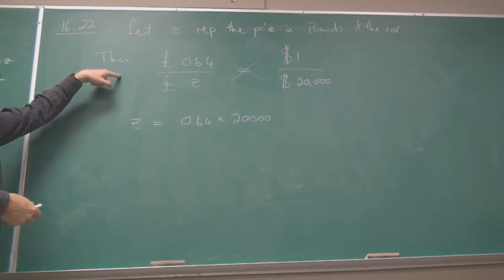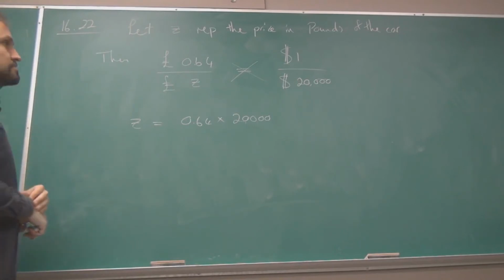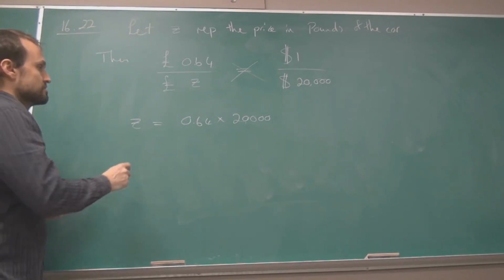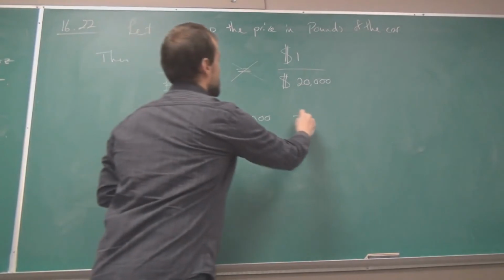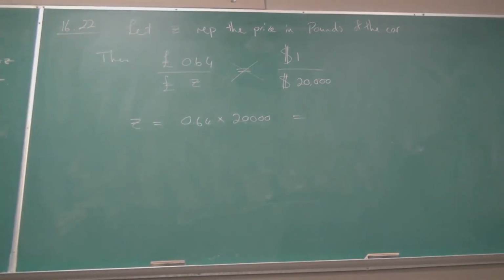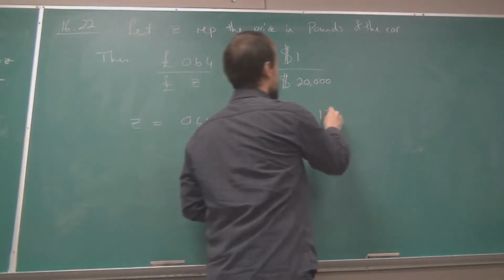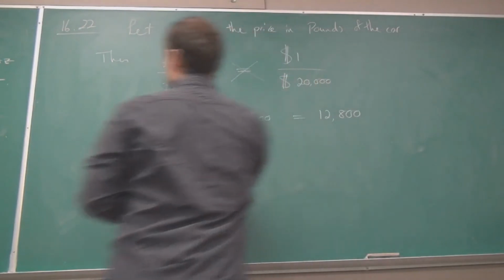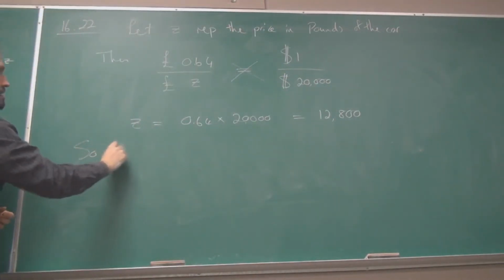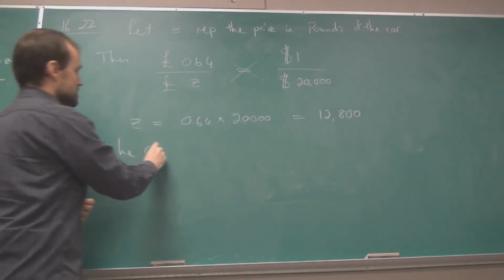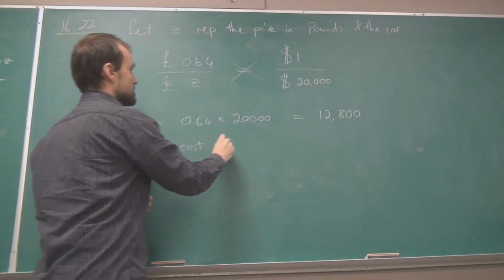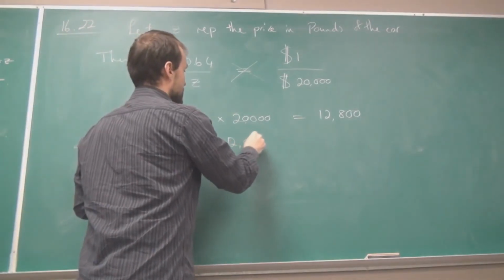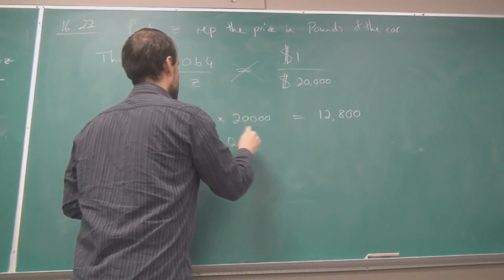Yet the ratio equations are always straightforward. So, what do I get here? I don't know. 12 something? No. 12,800. So, in this simplified situation, the car would cost 12,800 pounds.